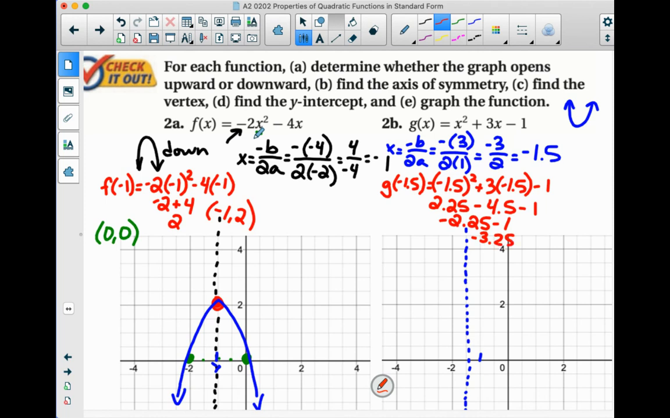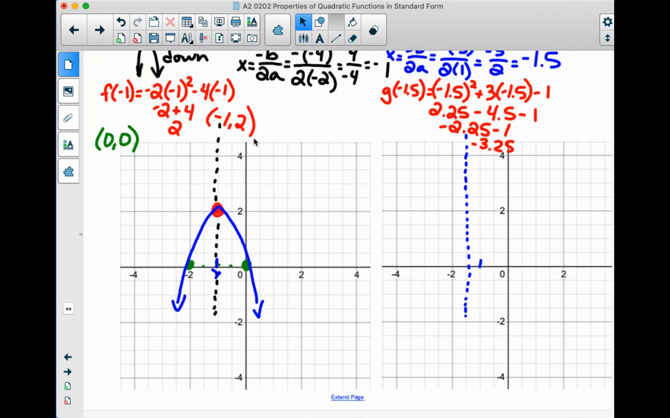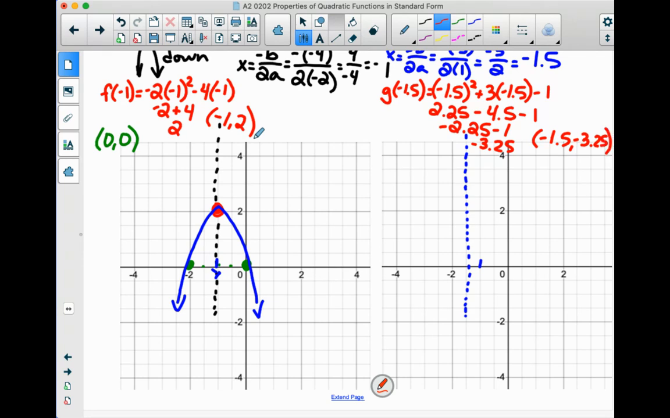I'm running out of room here. Let me see if I could scooch down. Give me a moment's time. There we are. So we put in negative 1.5. We got out negative 3.25. This is our vertex. Negative 1.5. Here's negative 3. Here's negative 3.5. So it'll be about right there in the middle. That'll be our vertex.